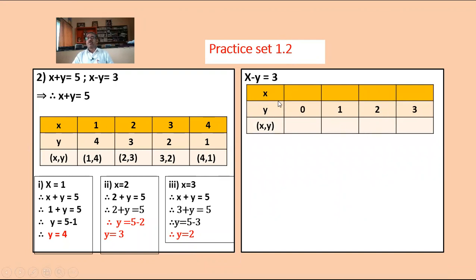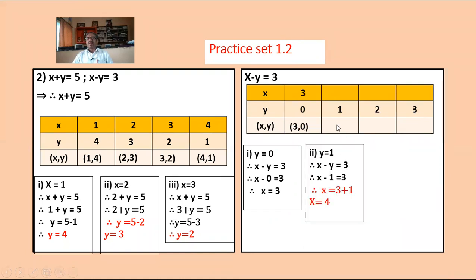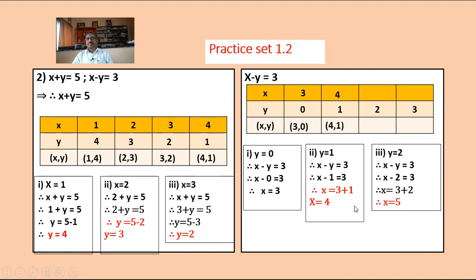Then we get the value of x and we get the coordinate points for the equation x minus y is equal to 3. First, y is equal to 0, x minus y is equal to 3, x is equal to 3. Then we get the coordinate point (3, 0). When y is equal to 1, therefore x minus y is equal to 3, x minus 1 is equal to 3, x is equal to 3 plus 1, therefore x is equal to 4 and the coordinate is (4, 1).